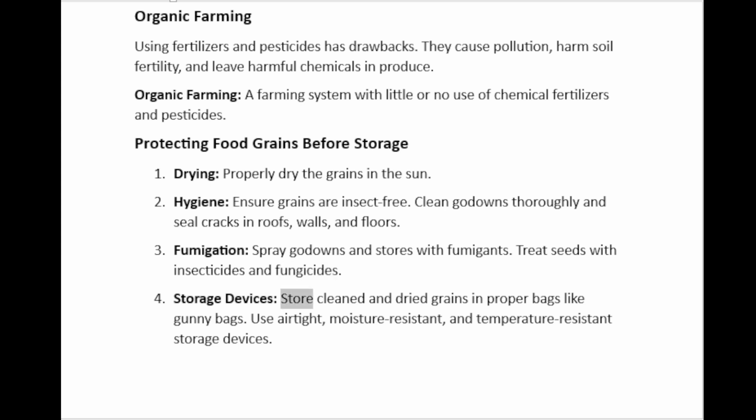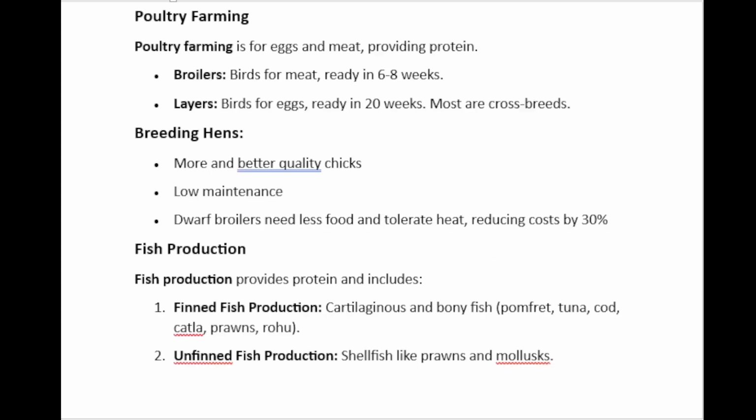Storage devices: store cleaned and dried grains in proper bags like gunny bags. Use airtight, moisture-resistant, and temperature-resistant storage devices. Poultry farming. Poultry farming is for eggs and meat, providing protein. Broilers, birds for meat, ready in 6 to 8 weeks. Layers, birds for eggs, ready in 20 weeks. Most are crossbreeds.